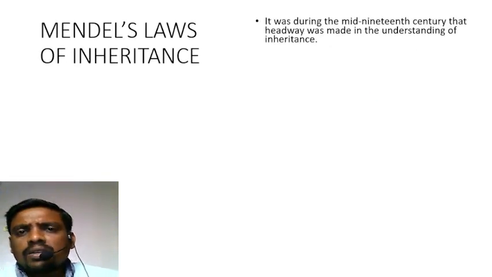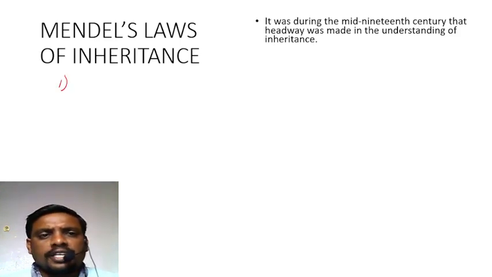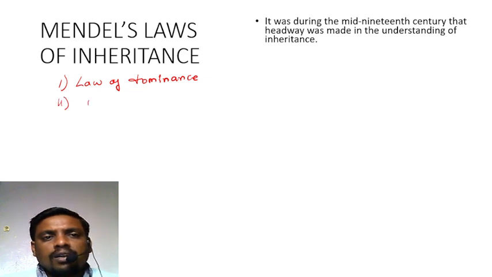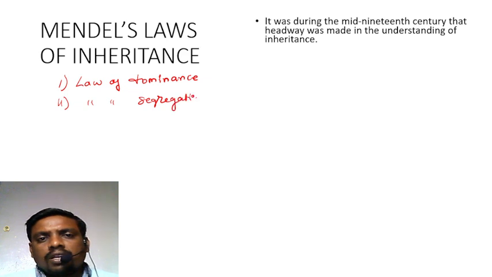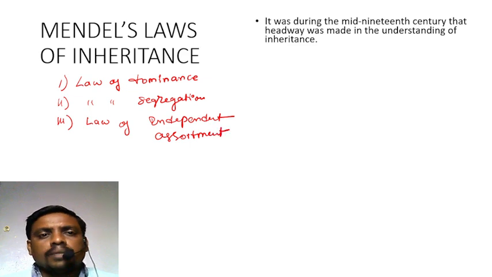Now, Mendel's laws of inheritance. So Mendel proposed various laws to explain inheritance. The first one is the law of dominance. The second is the law of segregation. And the third is the law of independent assortment. These are the laws proposed by Mendel.